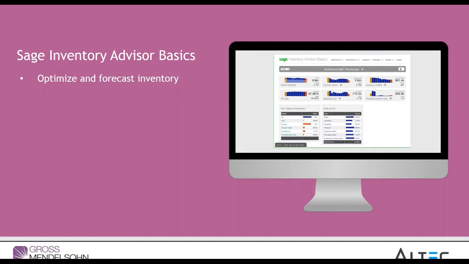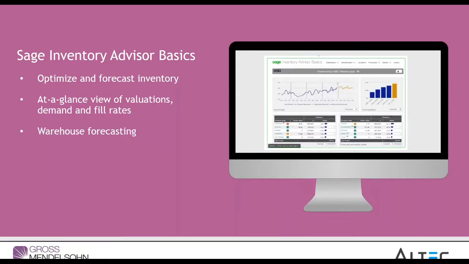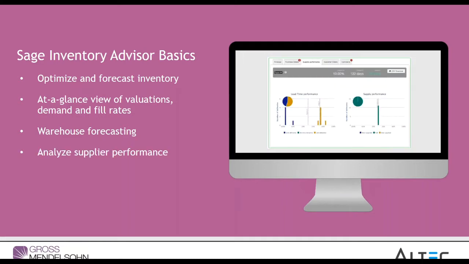Sage Inventory Advisor, so if you're using inventory control, you might want to take a look at this. Sage is continuing to improve this. So it helps you to optimize and forecast your inventory. It gives you a clear view of what you need and when you need it. So you can take a real quick view of your current inventory valuation, what your demand is going to be based on history, and what your fill rates are. There's a little warehouse forecasting, so you can see what you have in your warehouse at any given time.